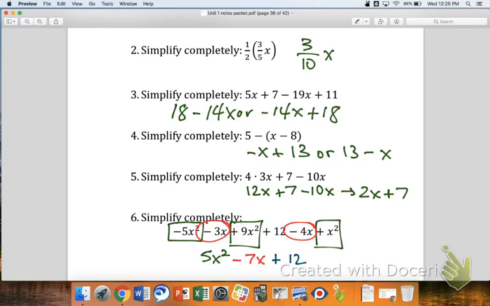Ben? For number 6, will we have to write out steps? No, I don't think so. I think if you understand like terms and if you can add integers, it really should just take a single step. Okay. Yeah, that's what I did. I'm okay with that. Cool.